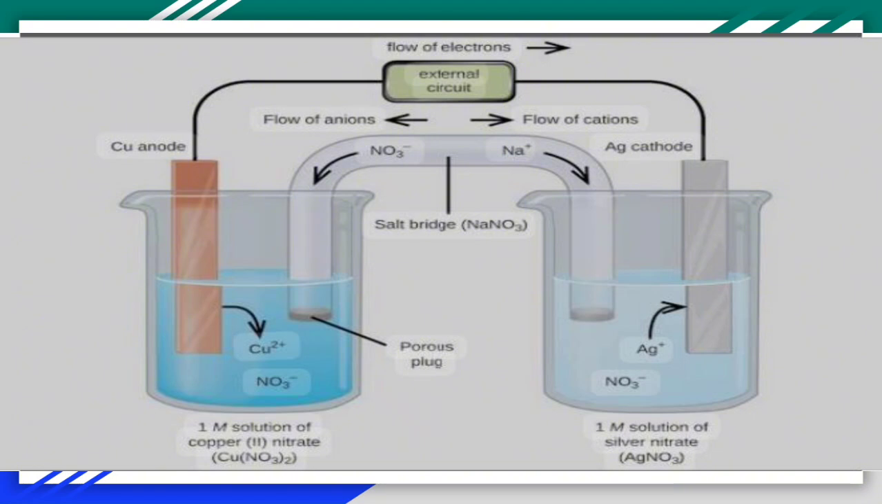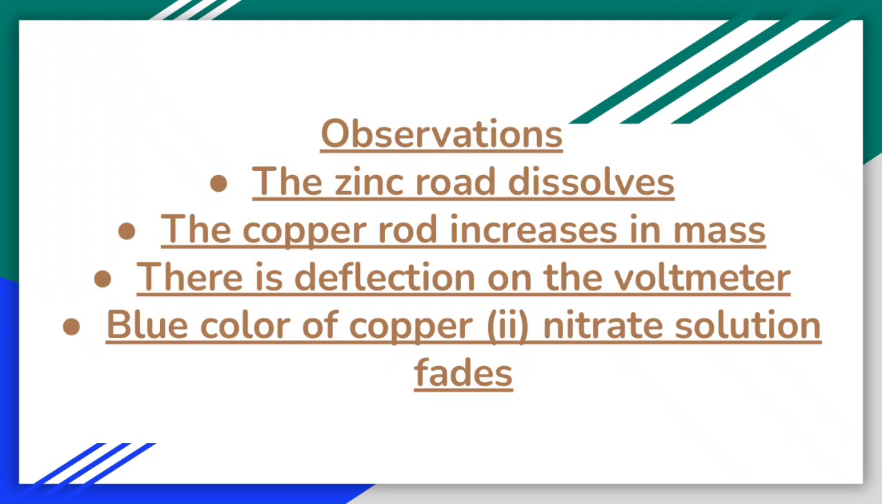So there will be a deflection on the voltmeter as the reaction continues, and that deflection is now the EMF of the cell. Now the observations that are made on the zinc copper electrochemical cell are as follows.